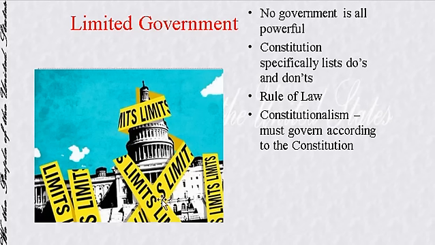The first one is limited government. This means that no government is all powerful, meaning that no government has supreme power and can just do whatever they want. The Constitution specifically lists do's and don'ts, things that the government can do and things that they can't do. It respects the rule of law and follows constitutionalism, which means that we must govern according to the Constitution. So the government has to do what the Constitution says. They can't go outside of the Constitution or outside of that rule book.